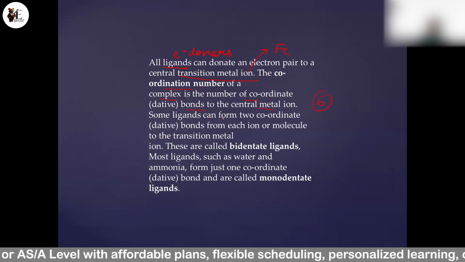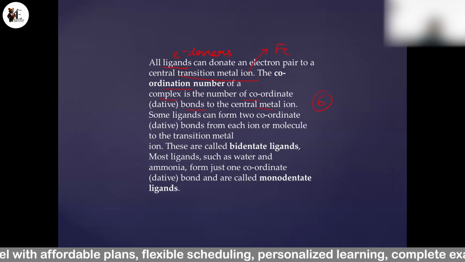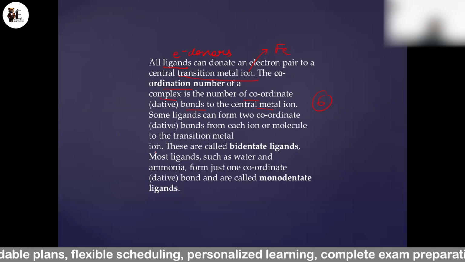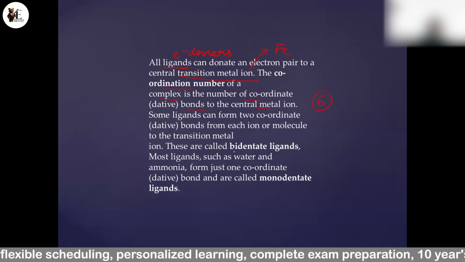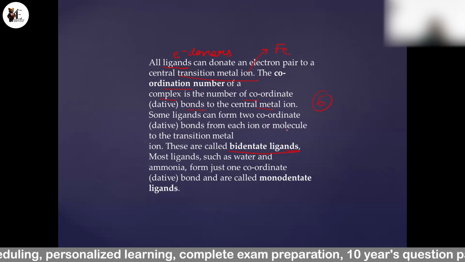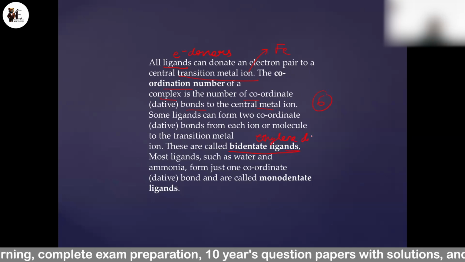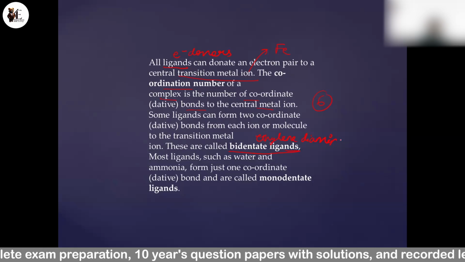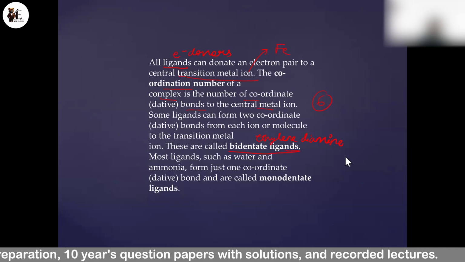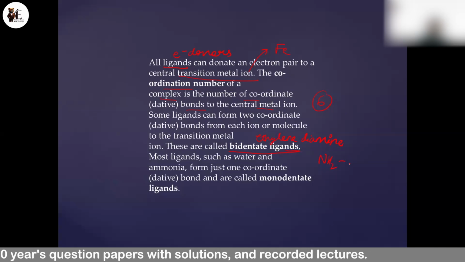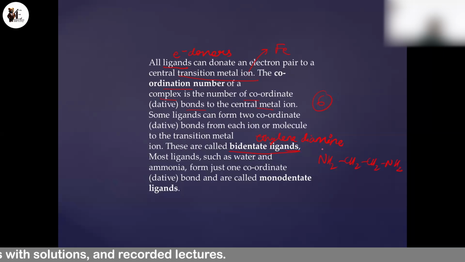Some ligands can form 2 coordinate bonds from each ion or molecule to the transition metal ion. These are called bidentate ligands. For example, ethylene diamine. In ethylene diamine, it is something like this: NH2, CH2, CH2, NH2. So it can form a coordinate bond with this nitrogen also, and with this nitrogen also. So it is known as a bidentate ligand.